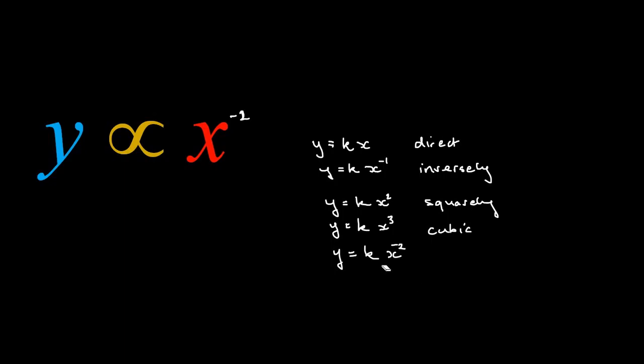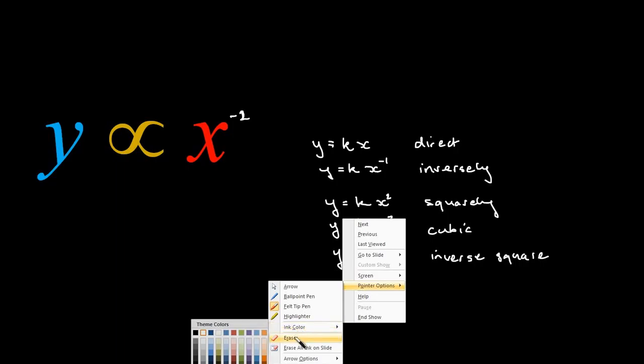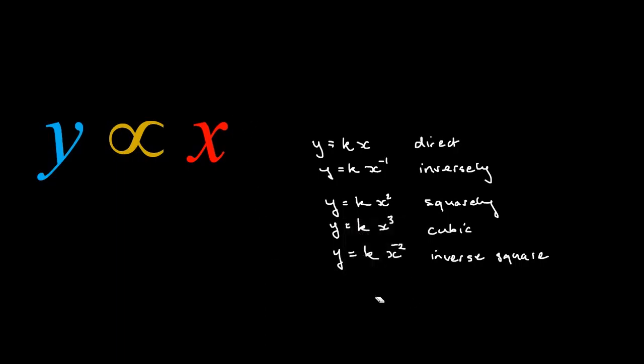Okay, so we would call that inverse square, an inverse square proportionality. And of course we can also have an inverse cubed. So let's just write this down here. Y equals the constant of proportionality times x to the minus 3, an inverse cube. And of course this could go up and up.